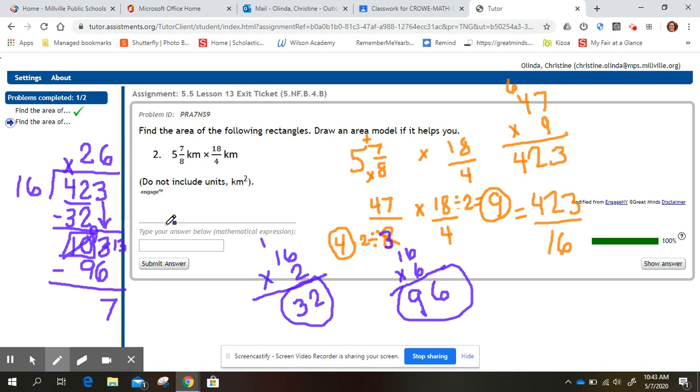I'm not going to write R7. 7 is my remainder, that's my numerator. And then my denominator is 16. It's the same denominator that I always had. So my answer is 26 and 7/16.